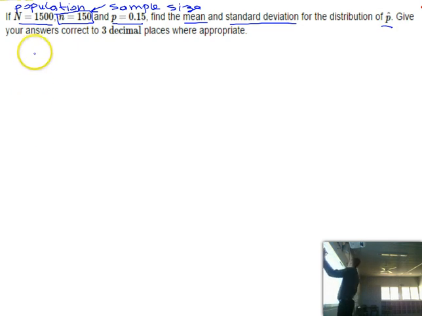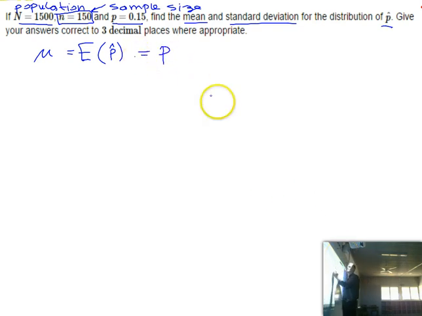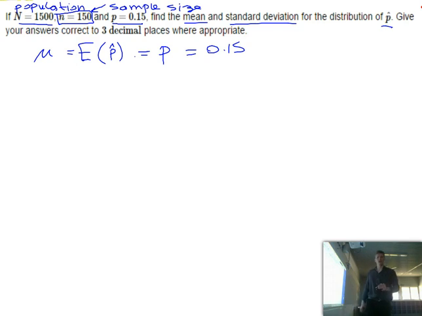Alright, so first off, the mean, well, that's our expectation value of p hat. Now, what was that the same as? Well, it was in fact the same as the population proportion, 0.15. So there's no calculation there. You just need to recognize that the mean of the sample proportion is the same as the population proportion. That's the expected value. Now what about the standard deviation? Our standard deviation is given by this rule.